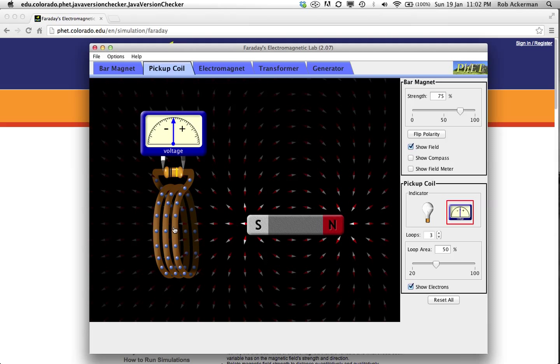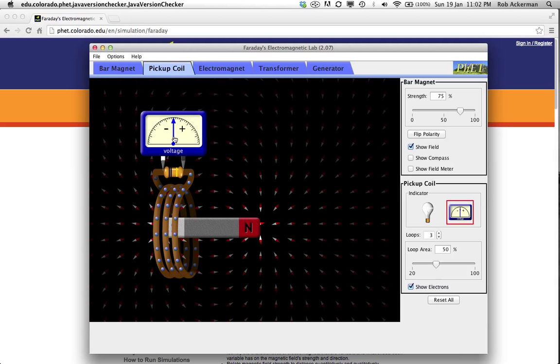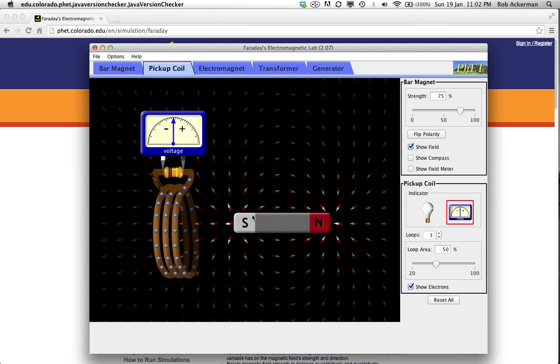I'm going to insert a South Pole. What do you think is going to happen to the needle? What direction will it go? The needle goes to the left, and when I pull the magnet this way, the needle goes to the right. So can you see that it actually matters not only what direction the magnet is moving, but also which pole is being inserted or removed.